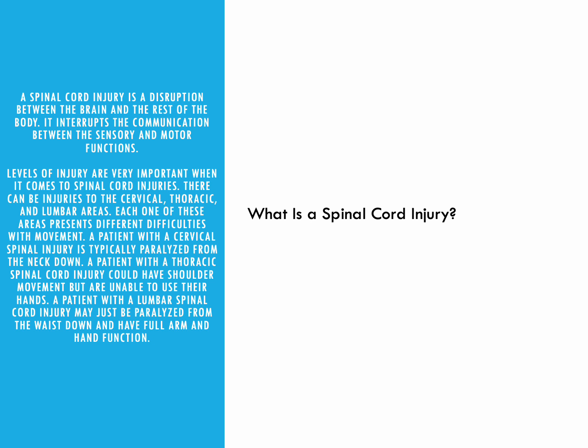If the injury is in the cervical or neck area, it is usually the most severe because it can affect both the arms and the legs. A thoracic injury mainly affects the chest and legs, while a lumbar injury usually affects the hips and legs. So the higher the injury is on the spinal cord, the more body function can be affected. That's why the level of injury determines how much mobility and independence a person is able to retain.